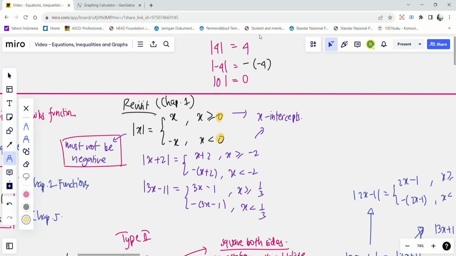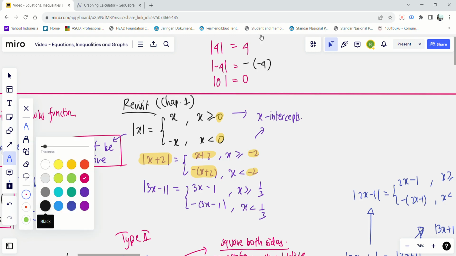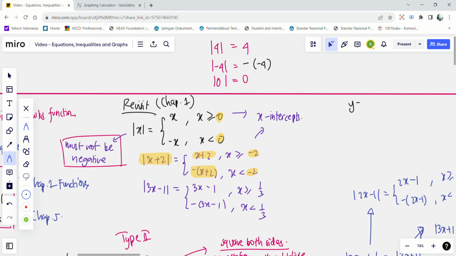For example, the modulus of x plus 2 can be x plus 2, or it can be the negative of x plus 2. When you see the domain, it's x at least negative 2 for x plus 2, or x less than negative 2 for the function to be the negative of x plus 2. And you should notice, by using the graph, for example when you sketch the modulus of x using GeoGebra or any other software, or just sketch it on your own, the shape will look something like this. y equals x itself will look something like this.